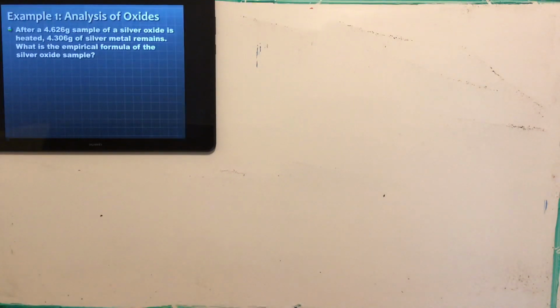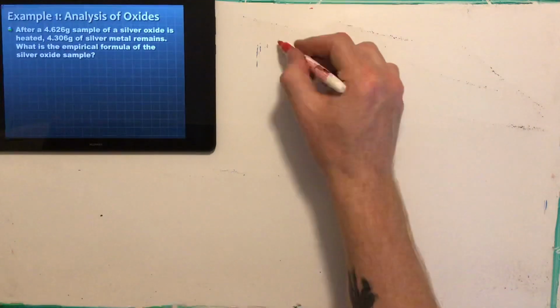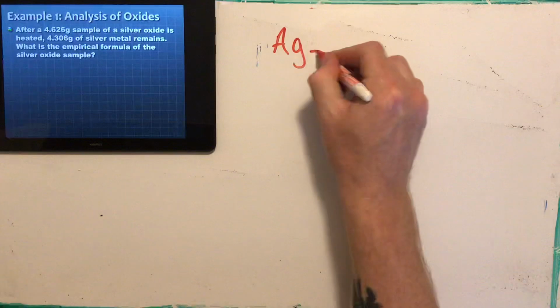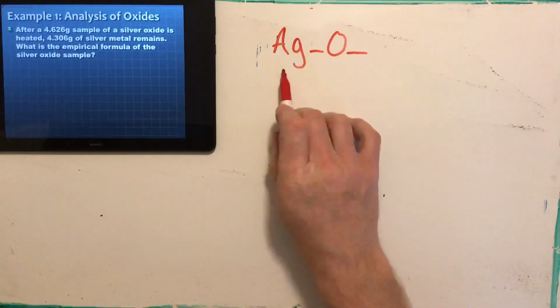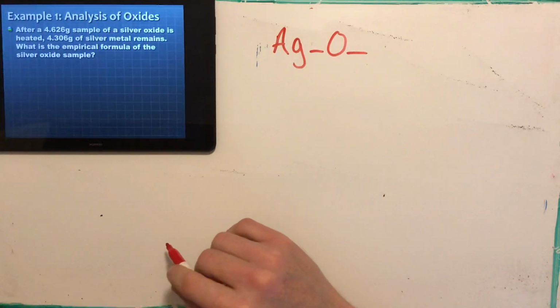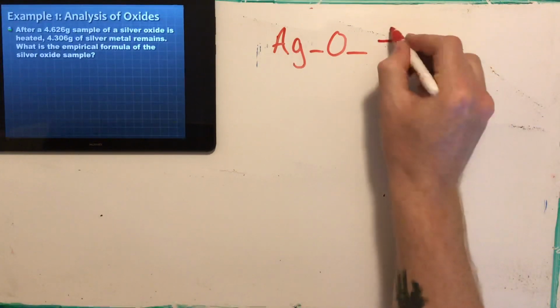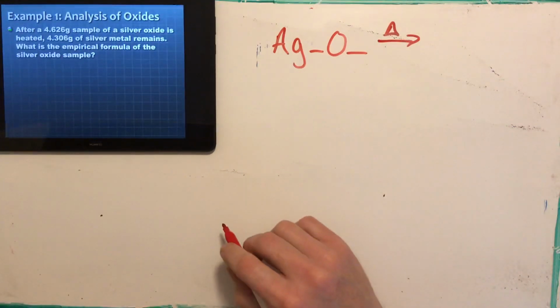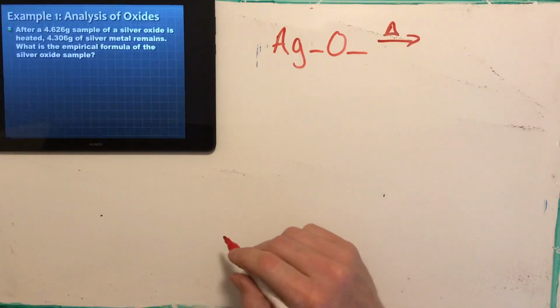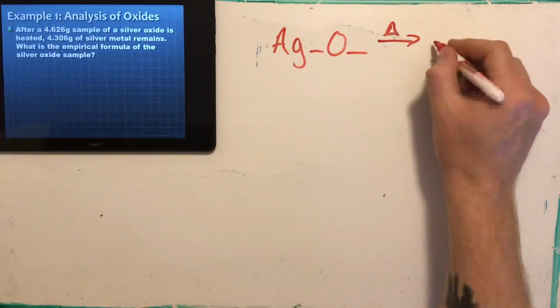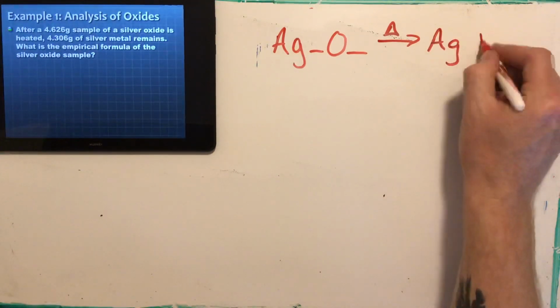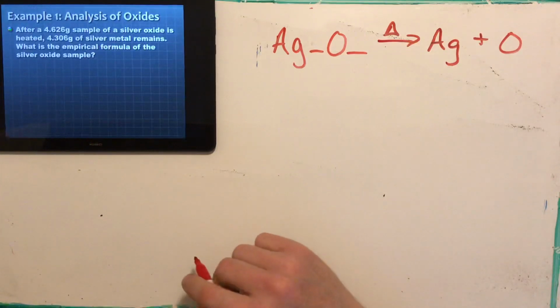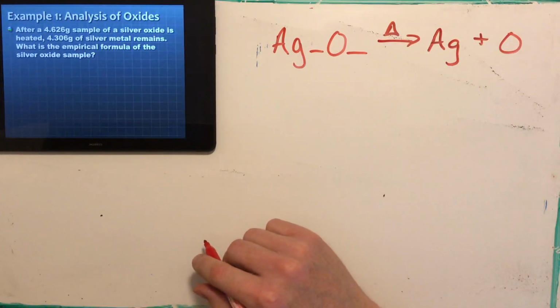So it says that we have a silver oxide. So silver oxide means it's like this. There's silver and there's oxygen. We're going to heat it up, break it down via thermal decomposition, and we're going to get silver and oxygen out of this. All right?